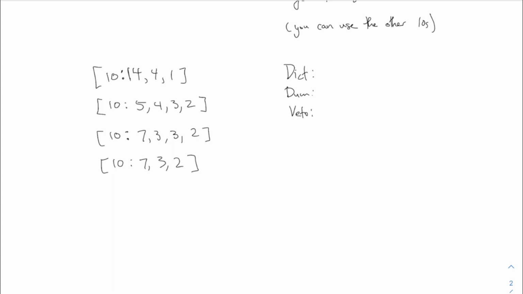All right, let's talk about these. The first one is the simplest. That's the only one which has a dictator, and the 14 is a dictator in this example. In the first one, the 14 is a dictator.